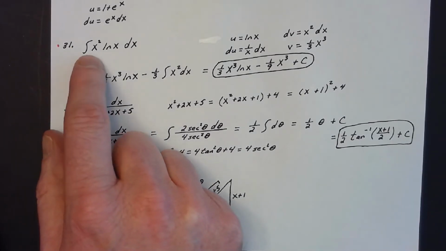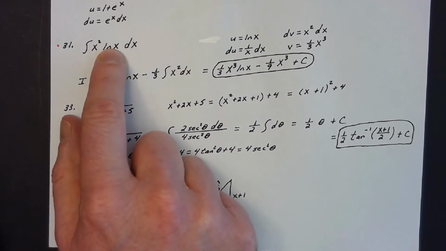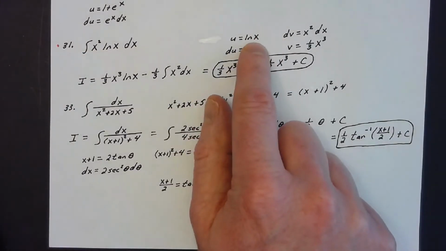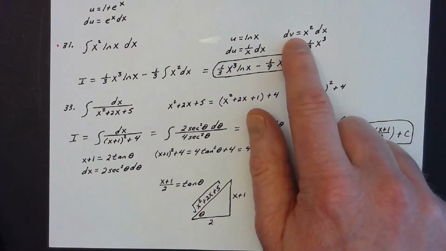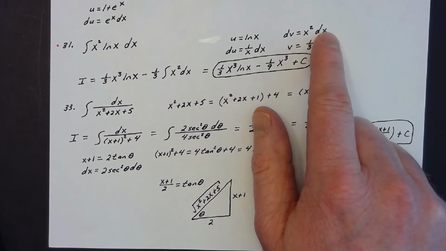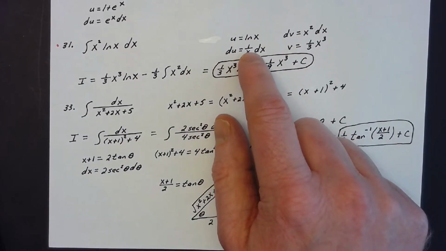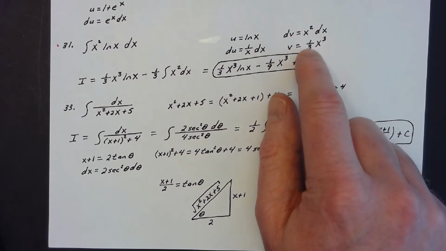If I give you the integral of x squared natural log of x dx, as soon as you see a natural log in there, especially as part of a product, you should automatically be thinking integration by parts. So you let u equal the natural log function, dv equal everything else, which is x squared dx. Then I can say, well, clearly the derivative of the natural log is 1 over x. The integral of x squared is going to be x cubed over 3.